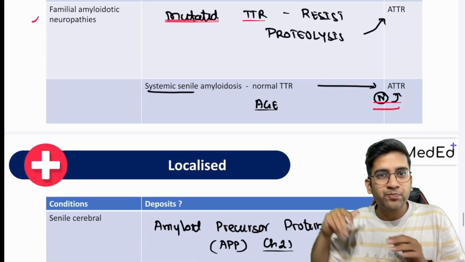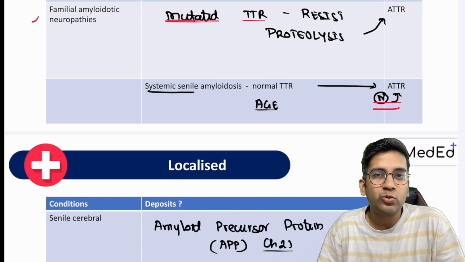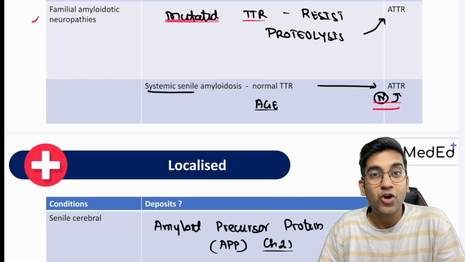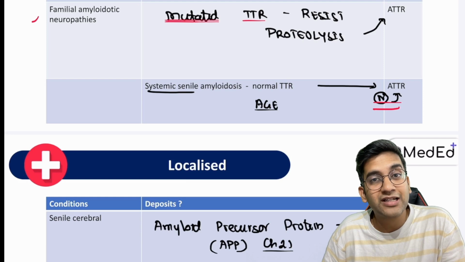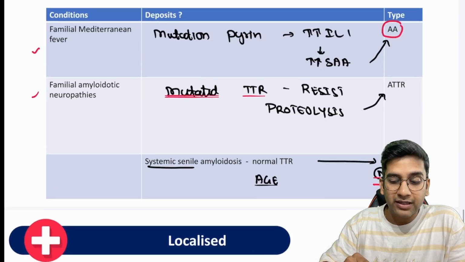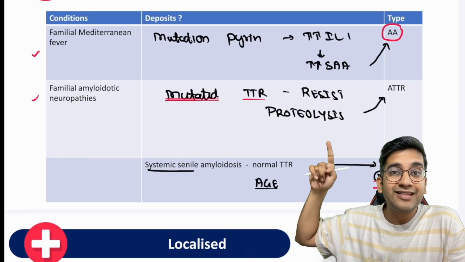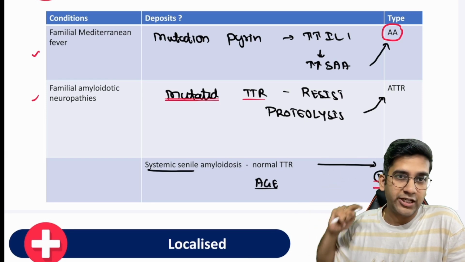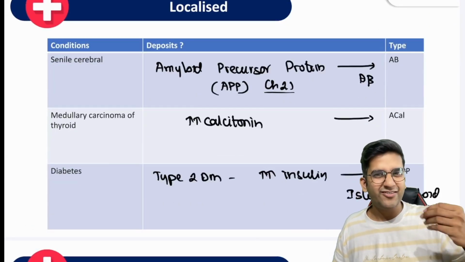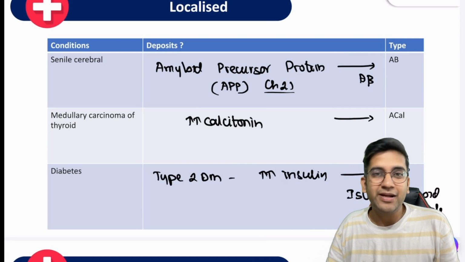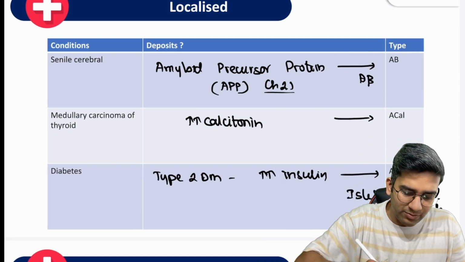What happens here is, let's assume it's a 95, 100-year-old person, very old, not able to even metabolize normal transthyretin. That's why it accumulates. But here I'm having a protein which is resisting the proteolysis or destruction that accumulates. Fine. Okay, then localized. Very simple ones. In brain, that's your Alzheimer's disease, that's senile cerebral amyloidosis.